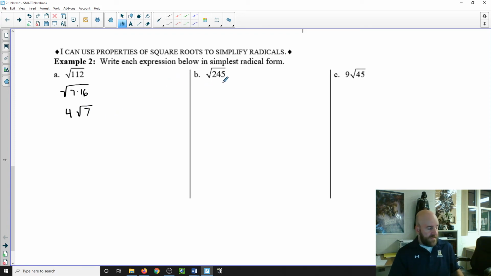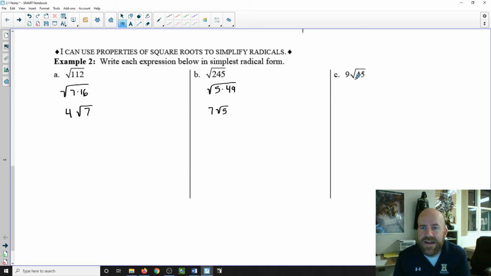And now we have 245. 245 is 5 times 49. Okay. 5 times 49, so square root of 49 is 7, and square root of 5 we can't do, so we just leave it. So 7 root 5 is the answer.